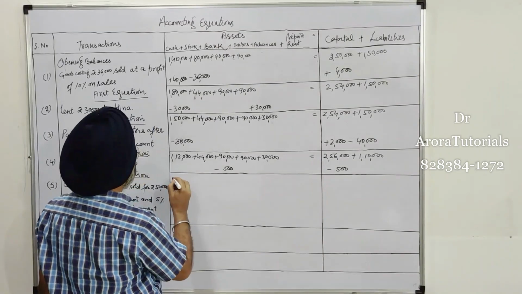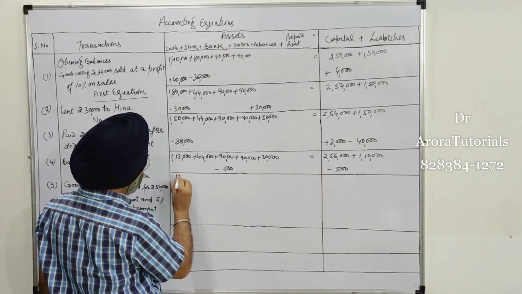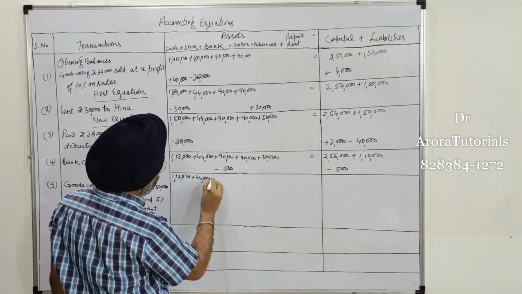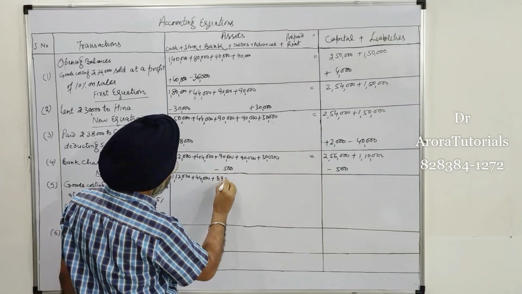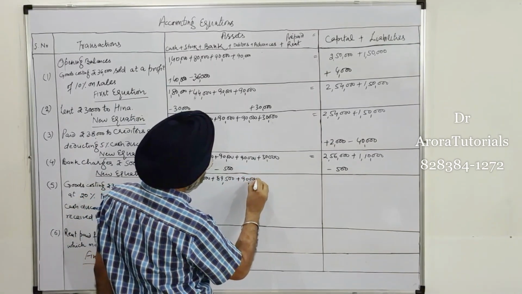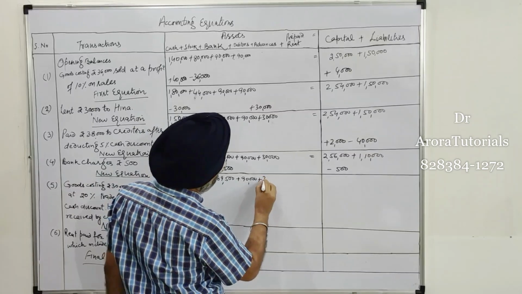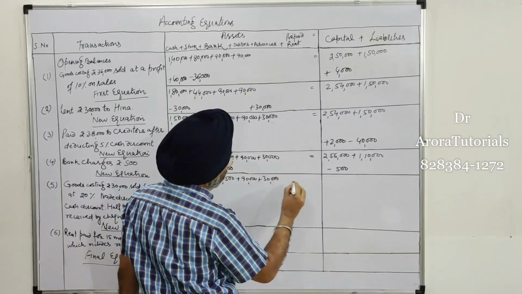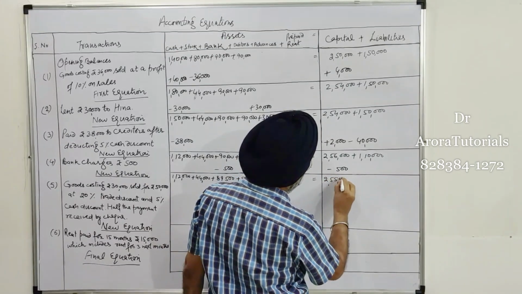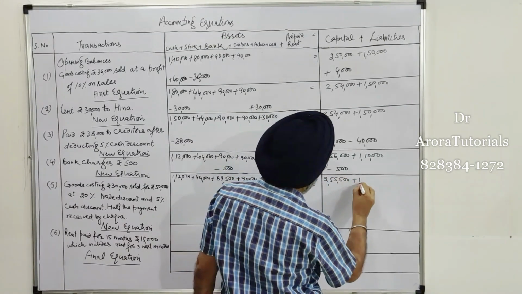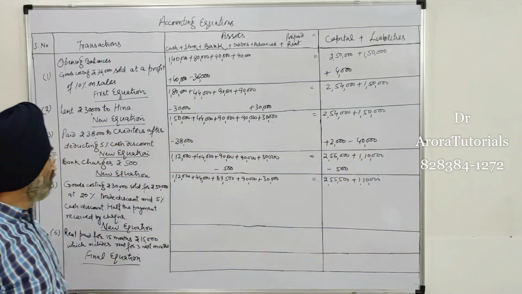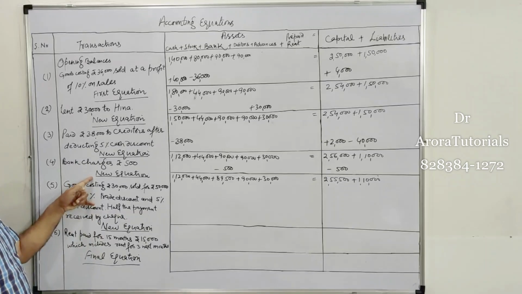So our new equation will be 1,12,000 will be cash, 44,000 stock, 89,500 will be bank balance, 90,000 will be the debtors, and 30,000 will be the advances. So this will be 2,55,500 plus 1,10,000 as our liability. So this is our fourth transaction.